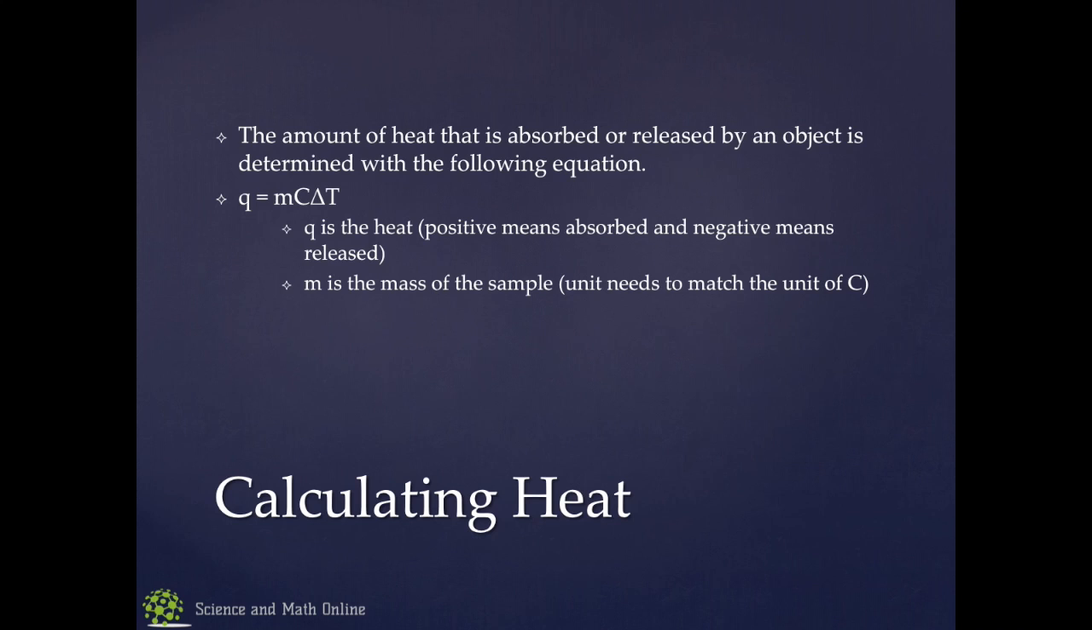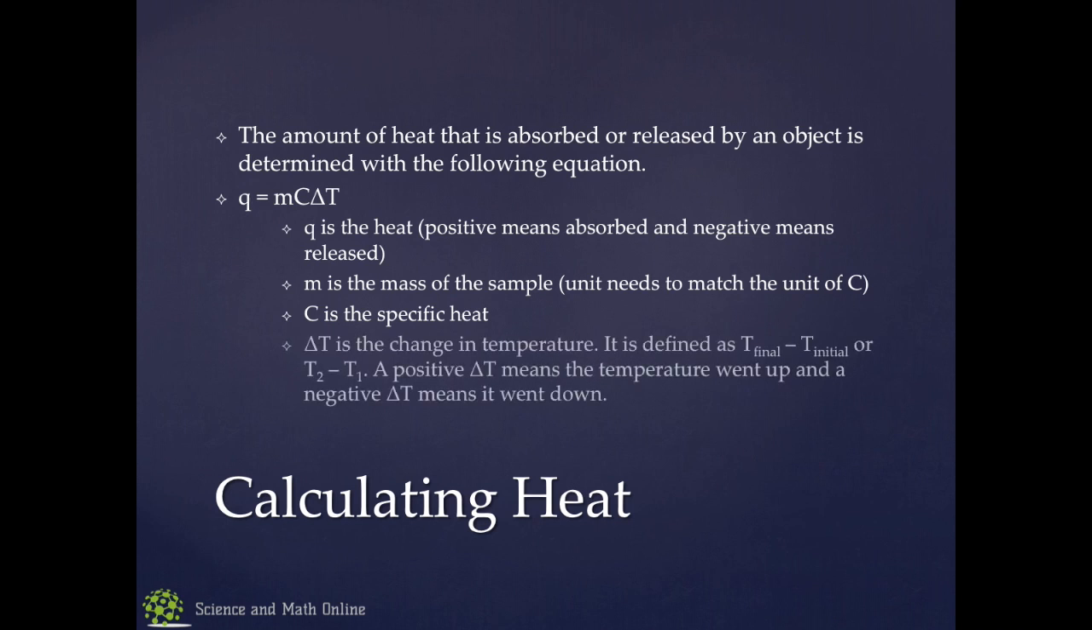M is the mass of the sample, and it has to match the units that you have in C, the specific heat. And so all of these need to match the same unit. So if the unit on C is calories, then heat needs to be in calories. If it's joules, this needs to be joules. If it's grams, mass needs to be grams. If it's kilograms, the mass needs to be kilograms. If it's moles, then we've got to still do the same thing. All right, C is specific heat, and unfortunately, specific heats can have various units.